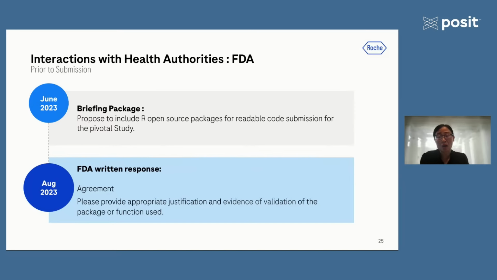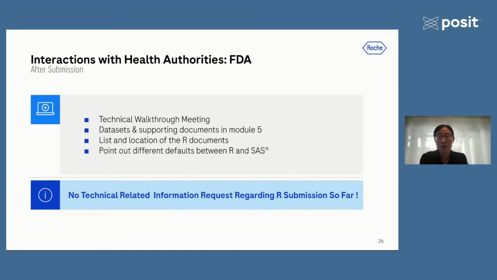Shortly after we submitted our package, we received a request for the application orientation meeting and the technical walkthrough. In addition to the usual content covering the datasets and the supporting documents in Module 5, we also included the list of the R-related documents and their locations, such as the file of Program TOC and the validation reports. To help ease some of the concerns during the review, we also pointed out the difference in the default options between SAS and R for the primary endpoint analysis. So far, we haven't received any information request related to our R submission.